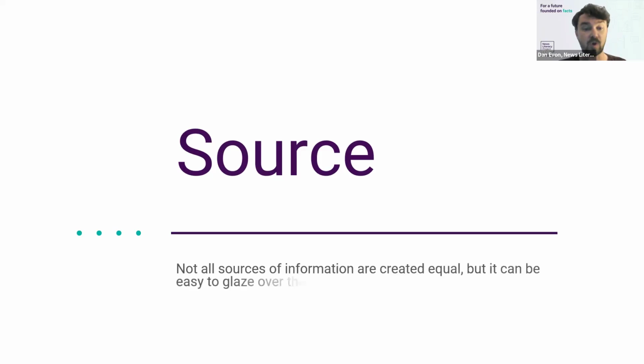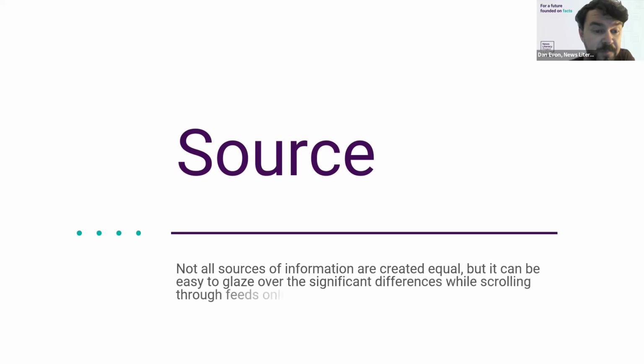So not all sources of information are created equal, but it can be easy to glaze over the significant differences while scrolling through feeds online. Checking the source is probably the quickest and easiest thing that we can do when scrolling on social media. Just clicking on a person's account can give us a good idea of the type of content that they share. It's not always going to provide the answer. It's not always going to let you know whether a piece of content is fake or not.